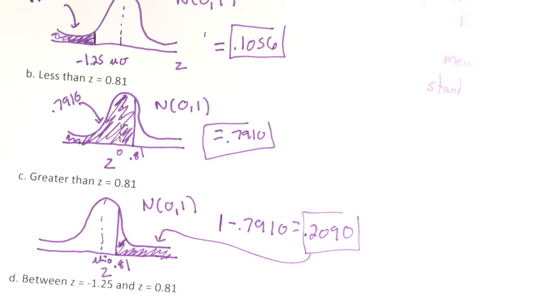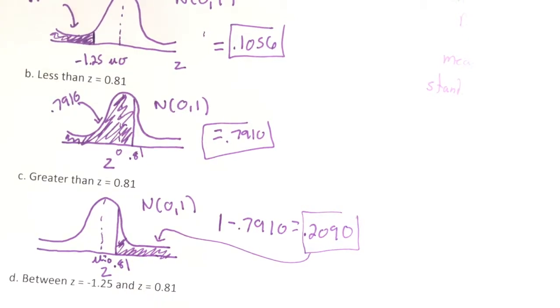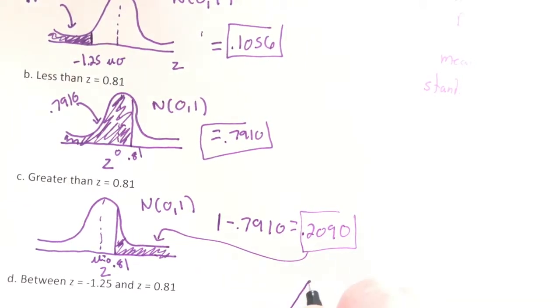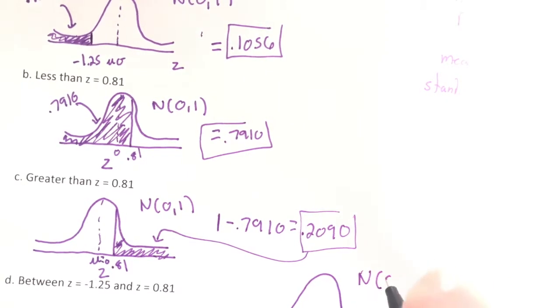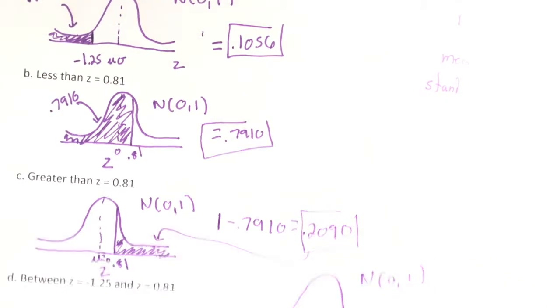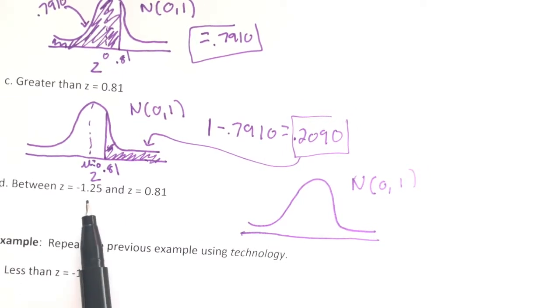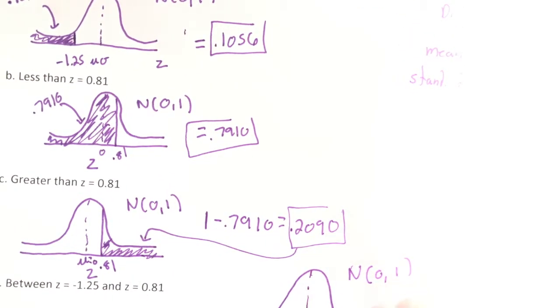Okay, let's go ahead, and for the last one, we're going to try part D. Now we're going to sketch another curve, and we're going to put it all together. So we have a normal standardized curve with a mean of 0 and a standard deviation of 1. And we're going to mark off where z is equal to negative 0.125. We did that up here in the first one, so go ahead and mark that off. Let's put our mean in as well.